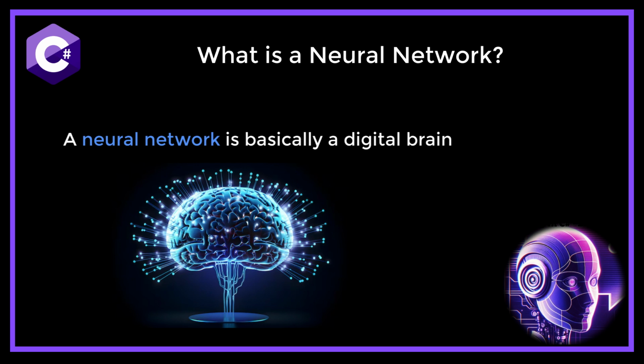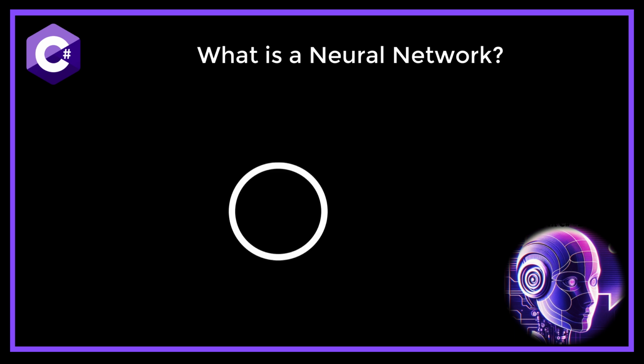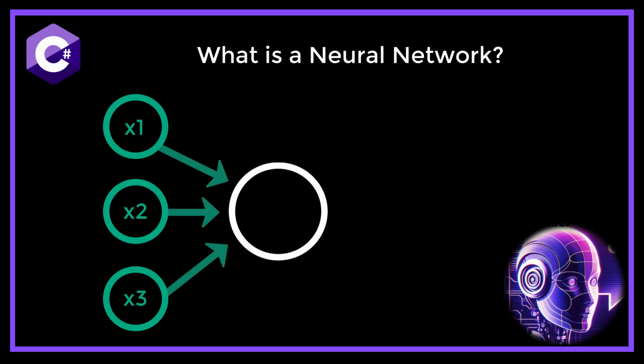Let's break down a neuron's anatomy. Picture a circle representing a neuron. It receives input signals, processes them, and produces an output signal. This process involves applying a mathematical function, known as an activation function, to the input.